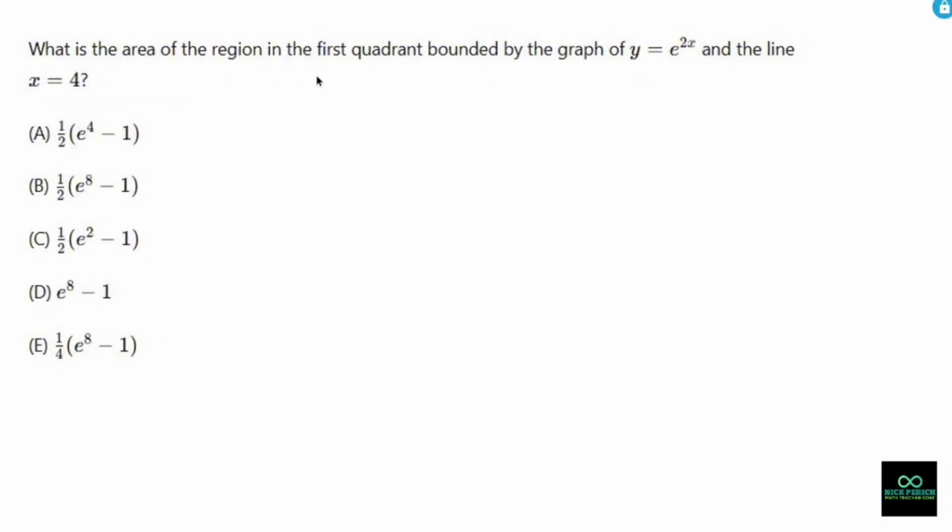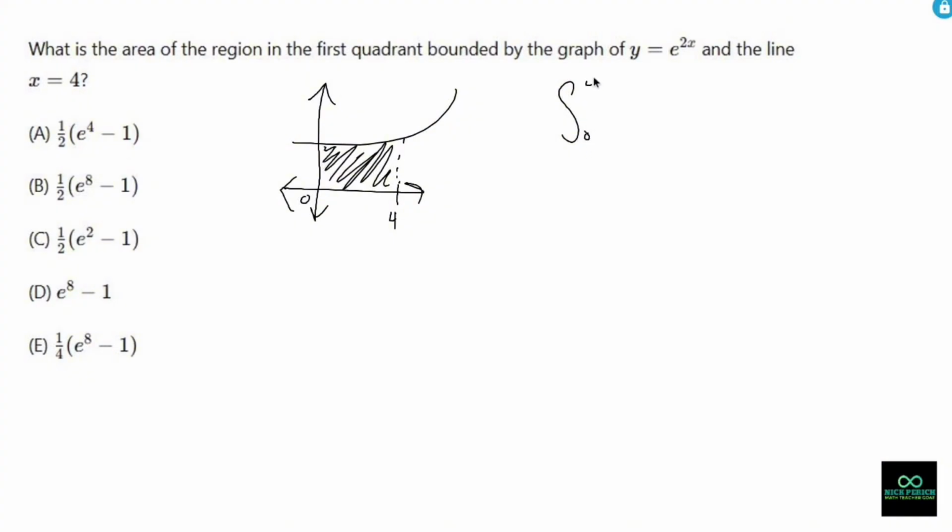What is the area of the region in the first quadrant bounded by the graph of y equals e to the 2x and the line x equals 4? Quadrant 1 only. So let's draw quadrant 1 only. E to the 2x looks a little something like this. Okay, so you care about stuff that happens between 0, because it's first quadrant, and 4, because of that line. And so we need to find the area trapped in here. Well, that's just the integral. If you're thinking about area between curves, that's okay, but that's just the integral. So I'm going to take the integral from 0 to 4 of e to the 2x dx.